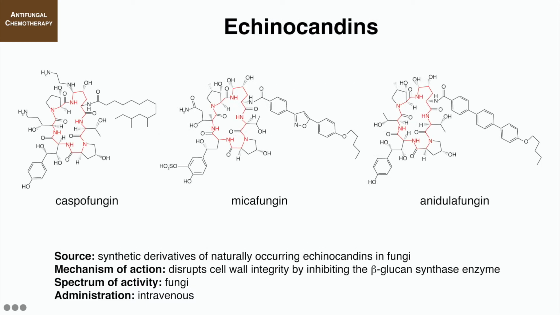Echinocandins are cyclic peptides that block fungal cell wall synthesis by inhibiting the enzyme beta-glucan synthase. The peptide backbone in the three echinocandins shown here have been highlighted in red to better show the cyclic structure.